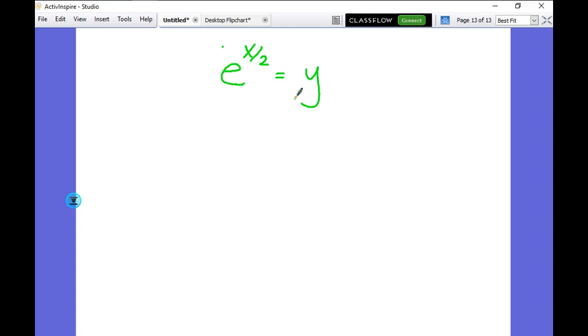All right, so switch x and y, right? Now, I want to log both sides, right? What base am I using? E. My base is e. What does a log look like when it has a base e? ln. So I'm going to ln both sides. Okay? It looks a lot different, but we're really just doing the same thing.